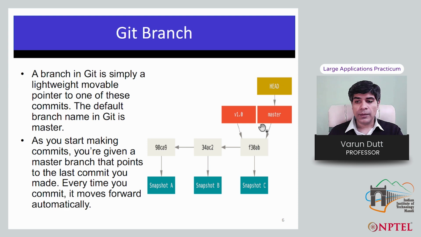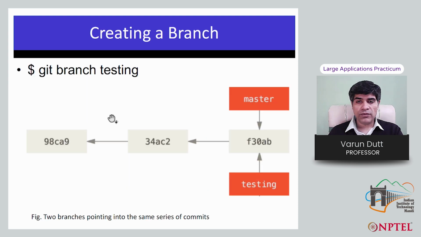Every time you commit, it moves forward. This is, for example, master with HEAD on it, and this is also probably a tag or branch which has been created, which we will expand on after a few slides. When we have to create a branch in Git, all we do is write git branch testing, or the name of the branch. As you can see, now we are here in this commit. Master is already pointing to this commit, and now testing also starts pointing to that particular commit. This is what happens when we do the branch statement.